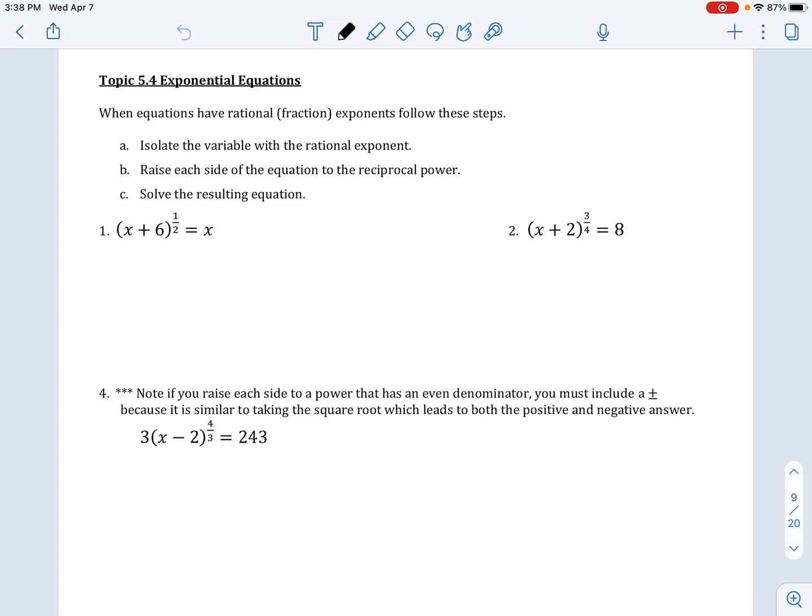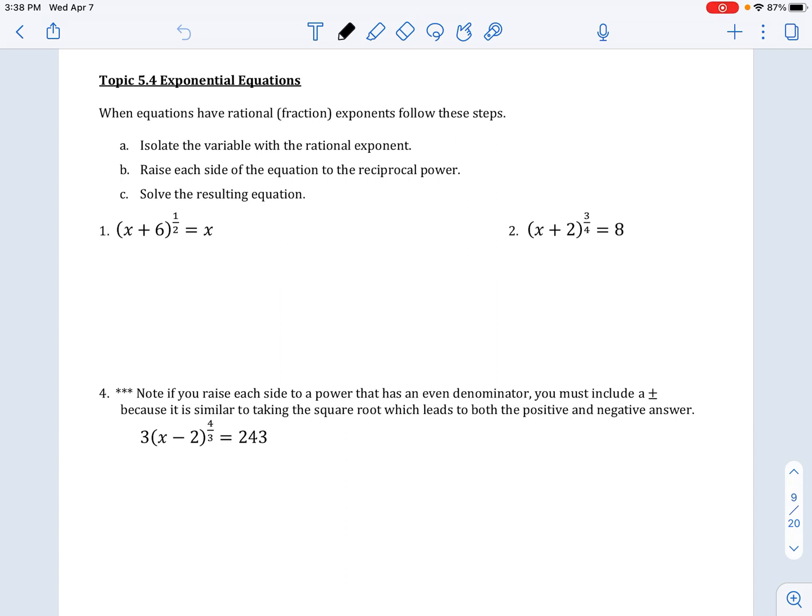And in doing so, you will follow the rules of exponents that says when you raise a power to a power, you multiply. If you multiply a number times its reciprocal, you will always get the number 1. So essentially, you're doing an algebraic step to remove the fraction exponent. And then you solve what's remained.